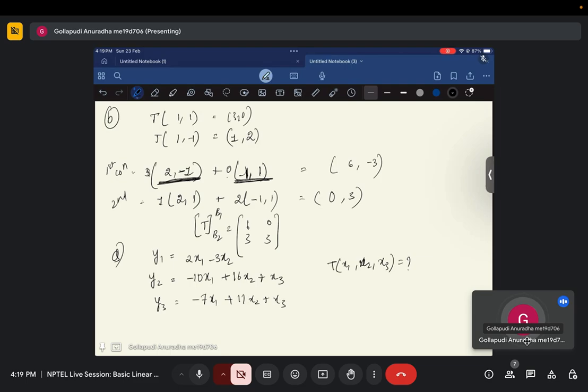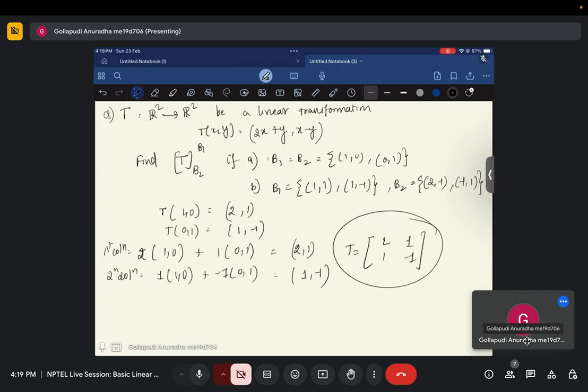Even in the video examples, the sir has discussed the composition of two maps like S and T. I think here the sir is not choosing the standard basis, so we are getting the correct answer. We are not having the standard basis; we have two bases here.